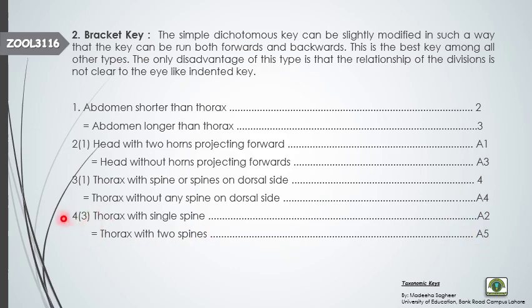So this is telling us that from the 4th couplet, we have come from the 3rd couplet. So this key can run in both the forward and the backward directions. All right.